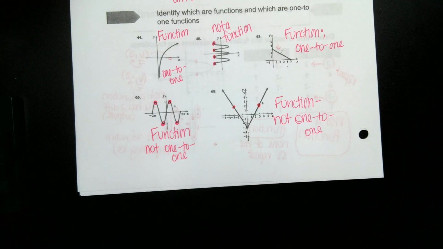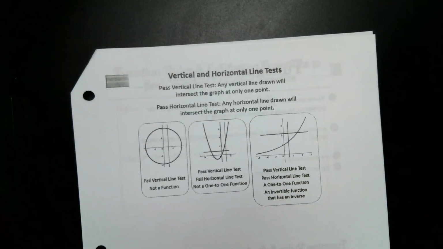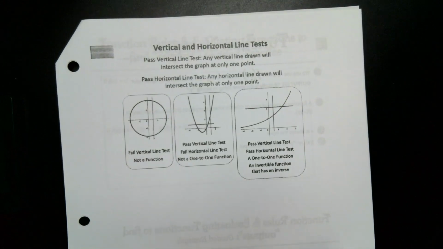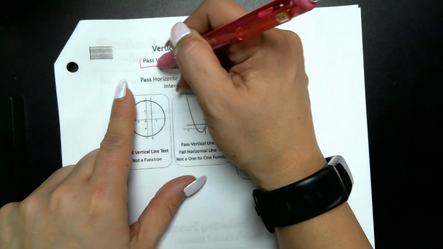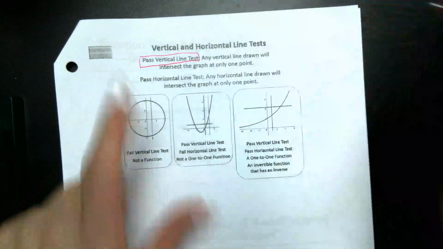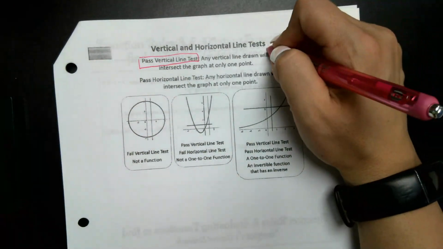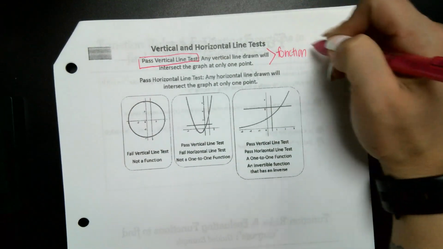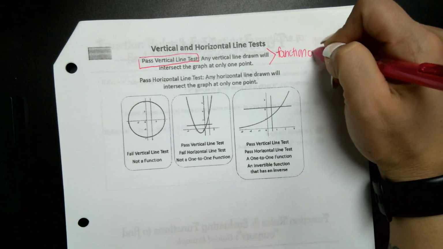As soon as you guys turn the page, we're going to talk about that vertical line test and the horizontal line test. Okay, so if you take a look, this is exactly what I was talking about. If something is a function, it will pass the vertical line test. This is how you test to see if something is a function or not.